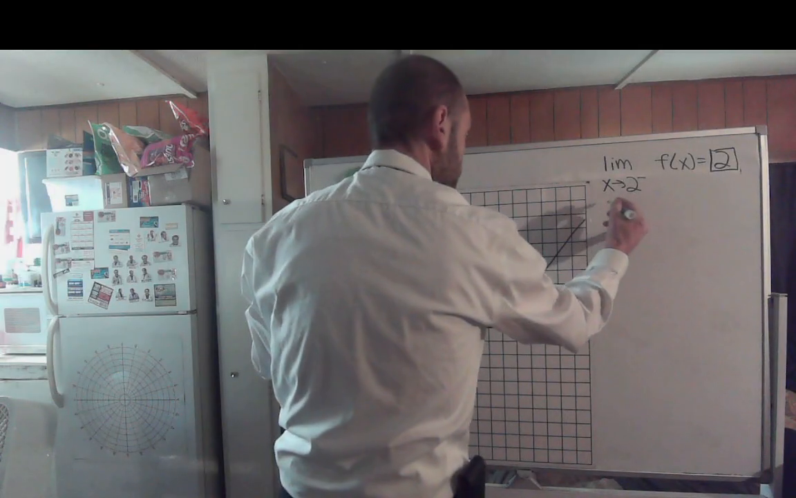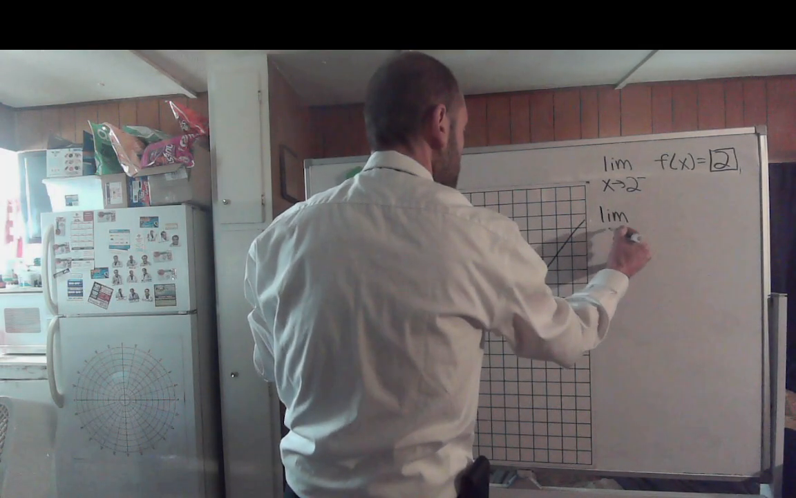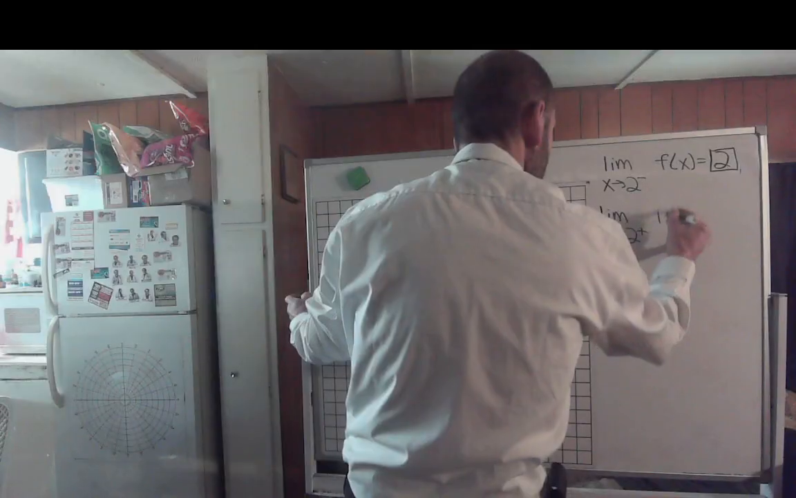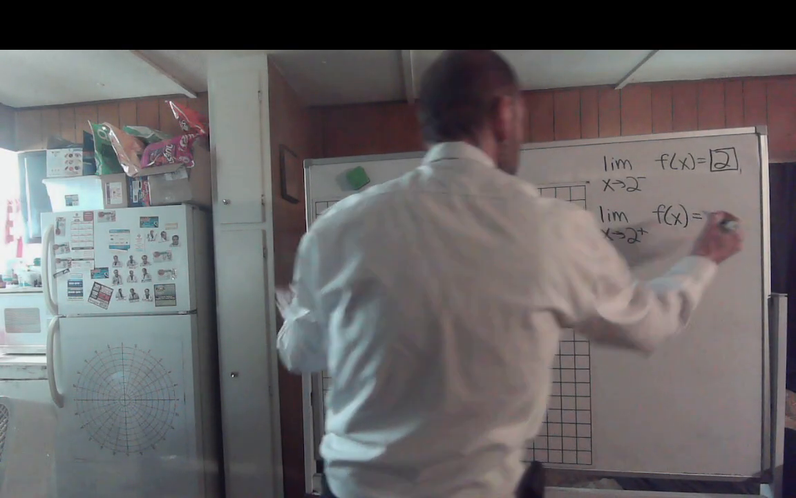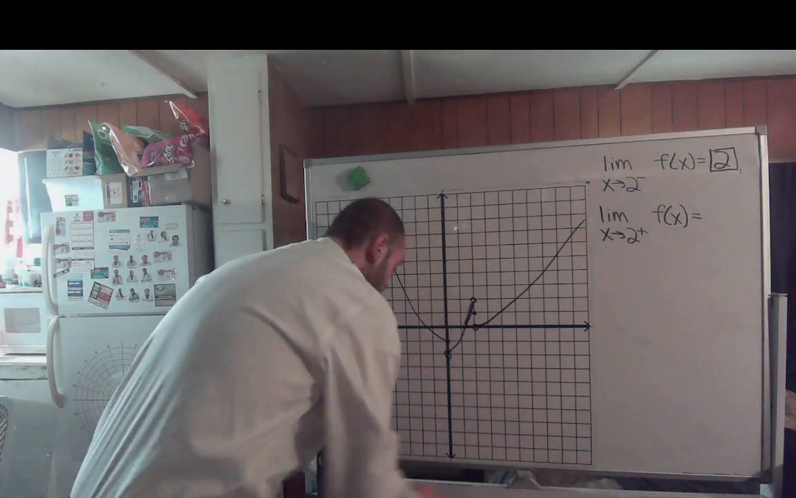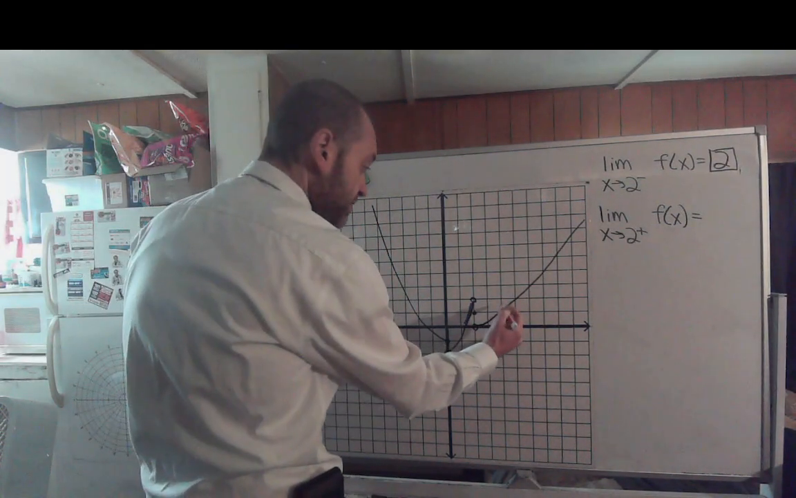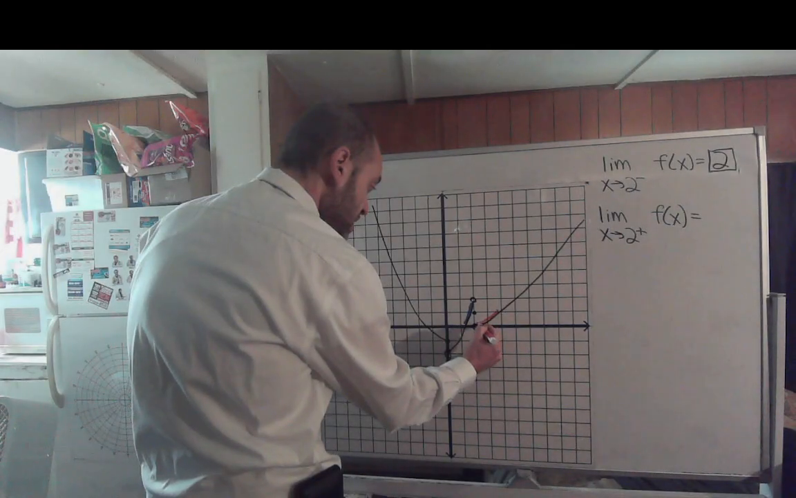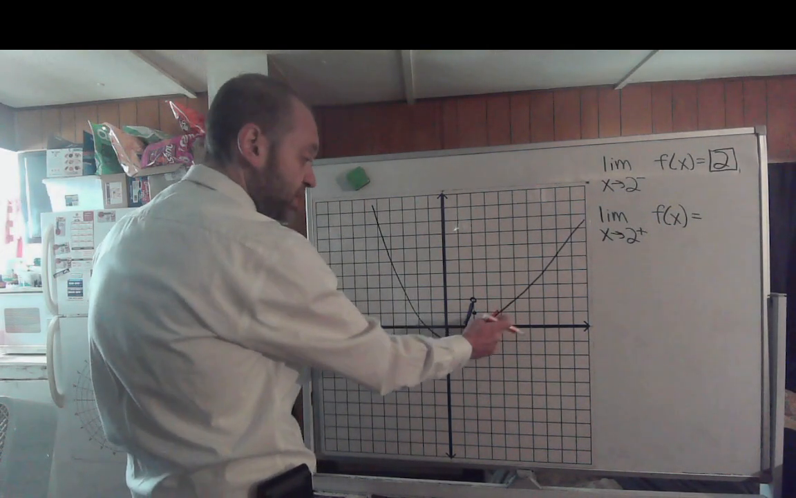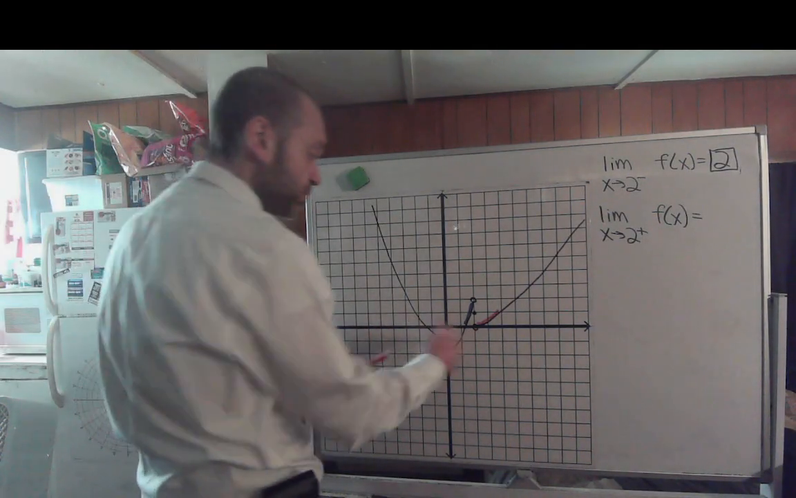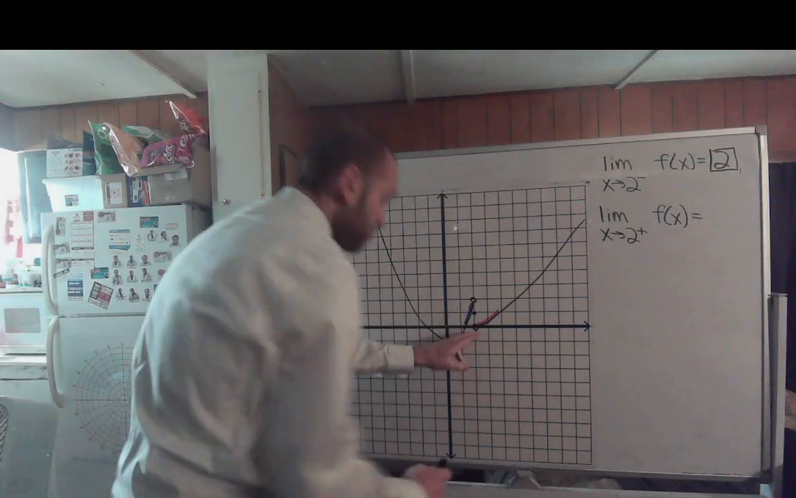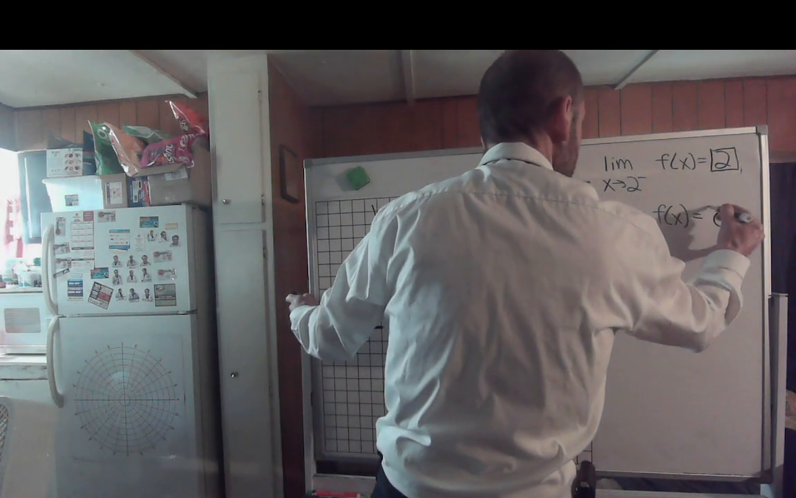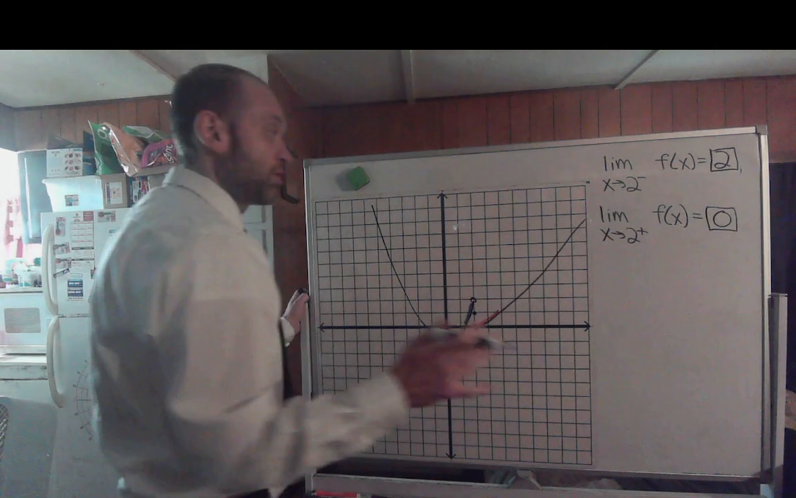Now we need to deal with the right-handed limit of this function. So let's take the limit as x approaches 2 from the right of this function. So I'm going to take my red marker and I'm going to trace along this graph from the right towards x equals 2. Well, notice as I trace along from the right towards x equals 2, I get close to a y value of 0. So the right-handed limit as x approaches 2 of this function is going to be 0.